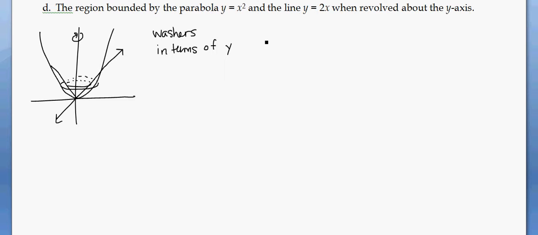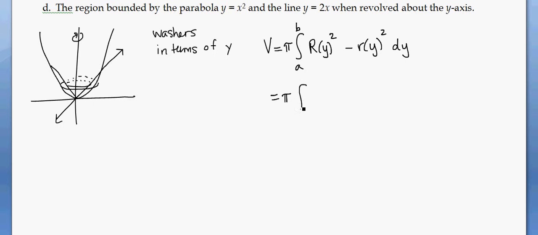So we know that our volume is going to be pi, our appropriate bounds, we'll have to find those, and we're going to have the outer radius in terms of y squared minus the inner radius in terms of y squared, dy. Again, when I'm looking for your work here, I'm looking for everything in terms of y, that you write the dy, that you write an expression for your capital R of y, and you write an expression for your little r of y, and that all of these pieces are there.